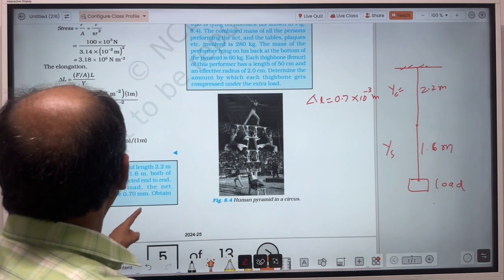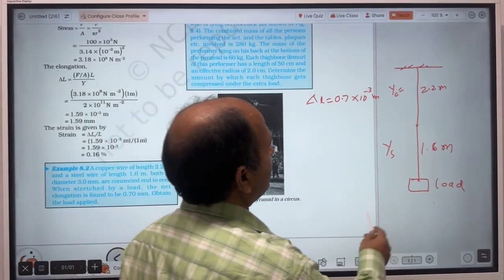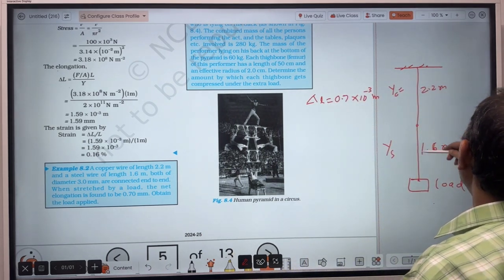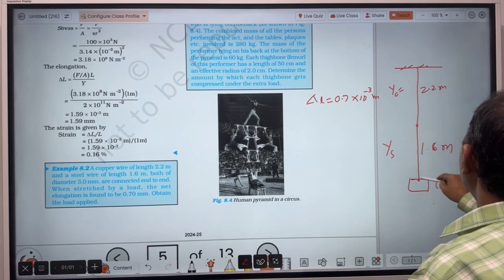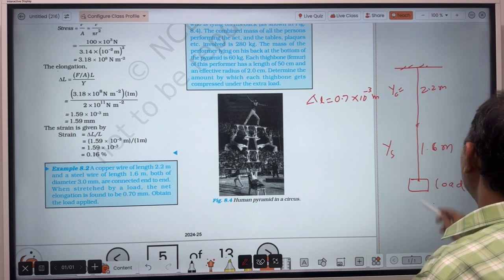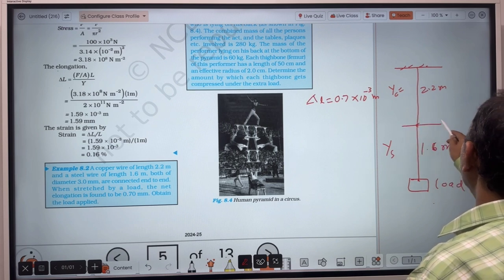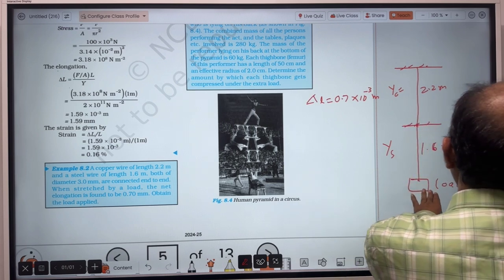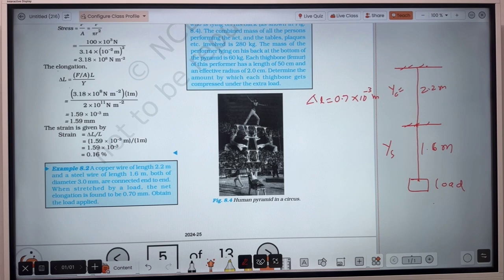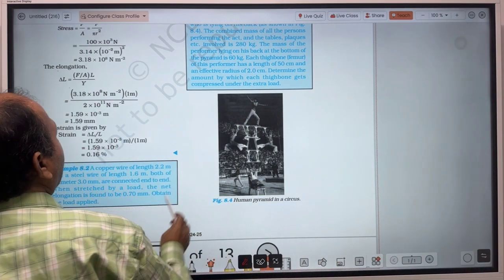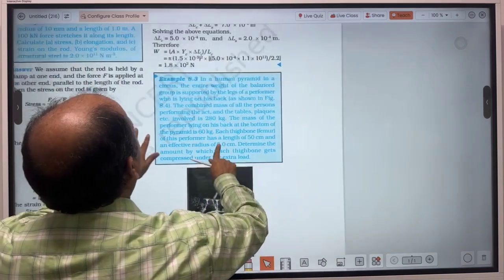Now what is the load applied? Load is to be found. Here we assume that the weight of the wire is negligible. If we apply load here, then what would happen? If you assume this as a base and then we apply load, what would be the elongation produced in the two cases? And then we find a sum. Since the sum is given, we can easily evaluate. So let's find it in the simplest way.